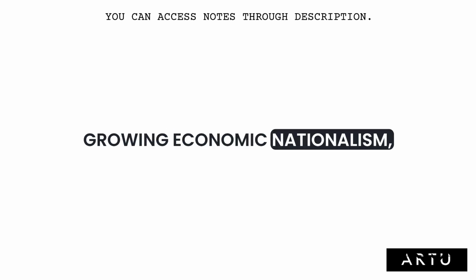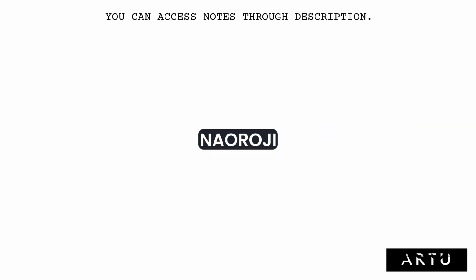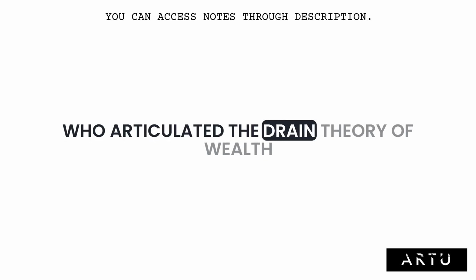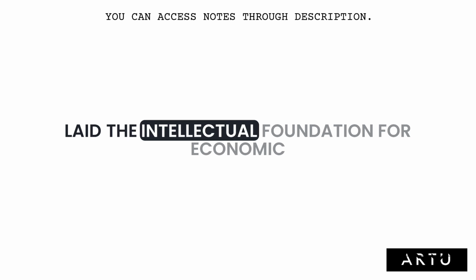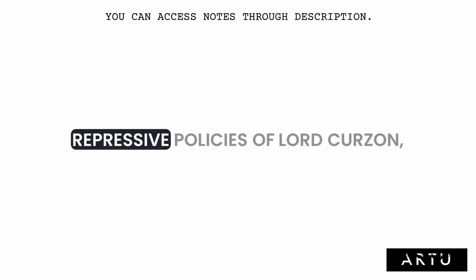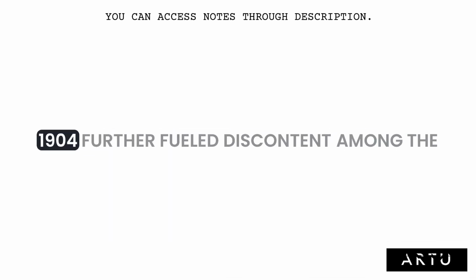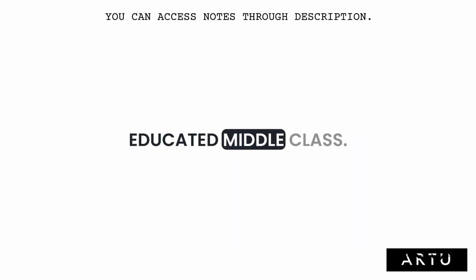Growing economic nationalism. The works of early nationalists like Dadabhai Naoroji, who articulated the drain theory of wealth extraction from India, laid the intellectual foundation for economic resistance against British rule. Repressive policies of Lord Curzon. Other unpopular measures, such as the Indian Universities Act of 1904, further fueled discontent among the educated middle class.